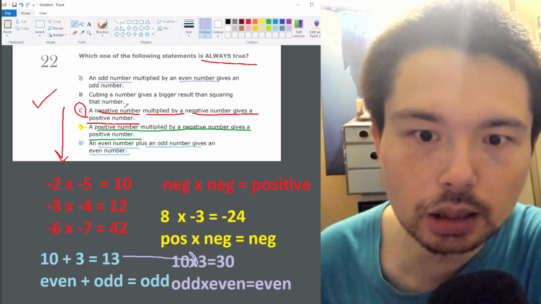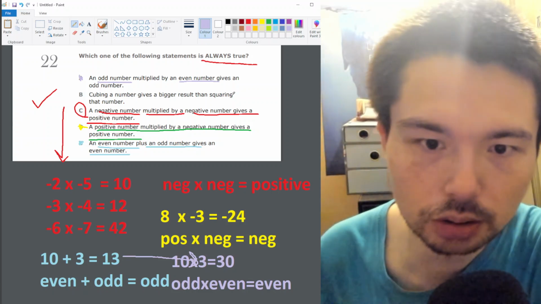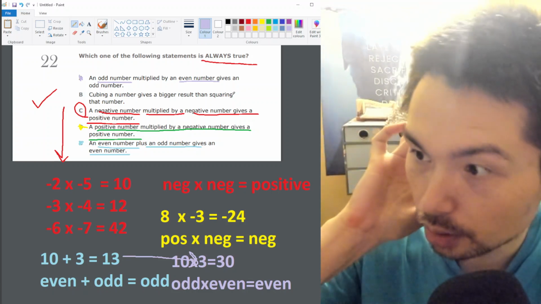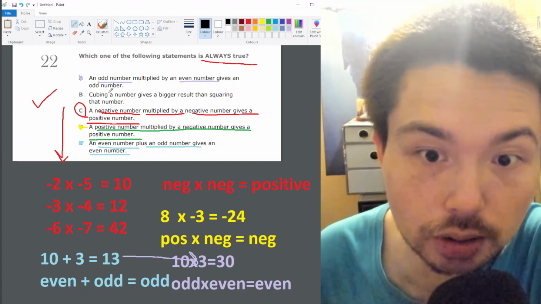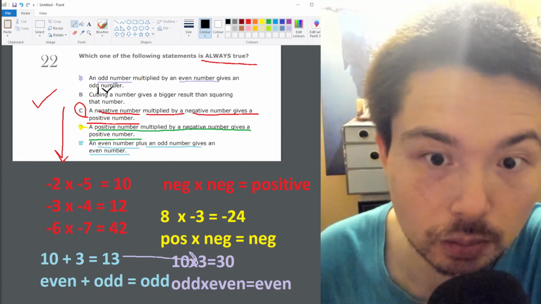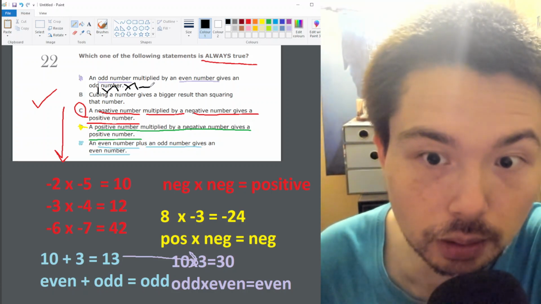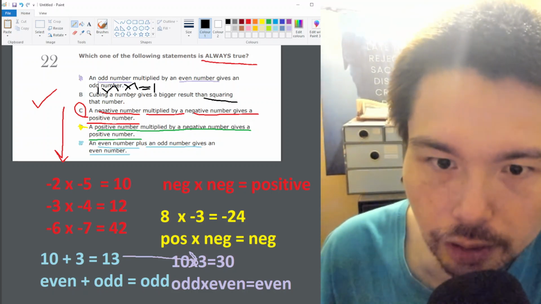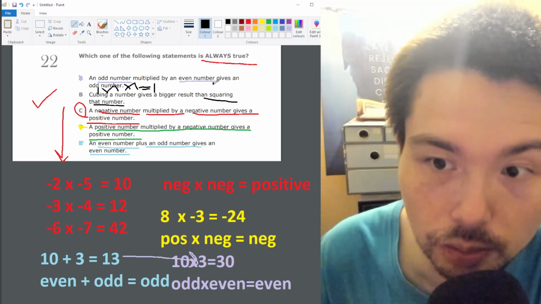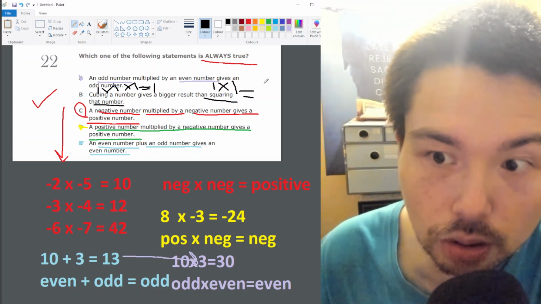And now B, cubing a number gives a bigger result than squaring a number. Yeah, that's true. The only case where it's not true is 1, because 1 times 1 times 1 is still 1. Okay, well, so what? Well, that's what I'm doing. I'm cubing it. Squaring a number means you multiply by itself. 1 times 1 is still 1. So it's not always true.